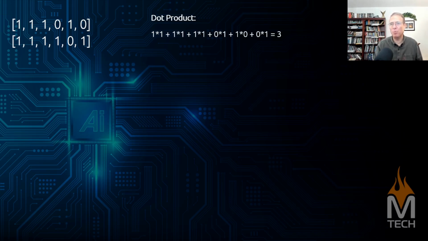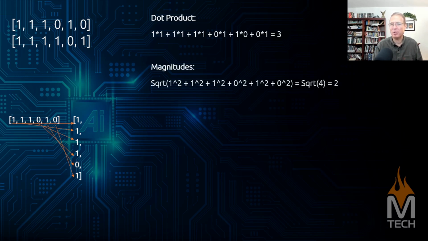So we're going to do 1 times 1 plus 1 times 1 plus 1 times 1 plus 0 times 1, etc. It's going to end up adding up to 3. Just as a visual to help you understand what I just did, I multiplied each of the rows versus the columns, and then you add them all together.